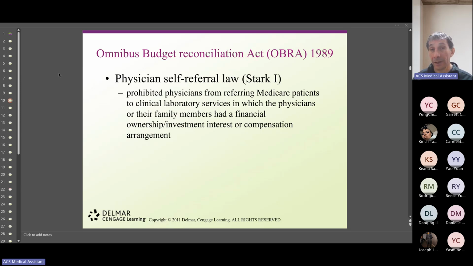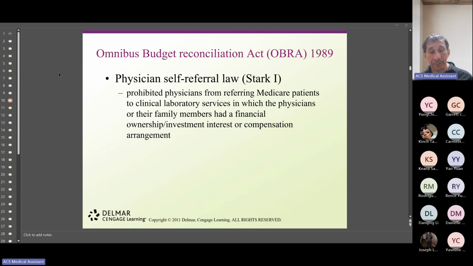And you're going to get compensated for it. This is referring your patients for services that you own besides the medical clinic, or a relative of yours owns, or a friend of yours. Let me give you an example.